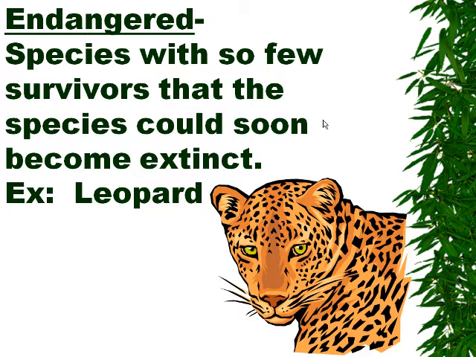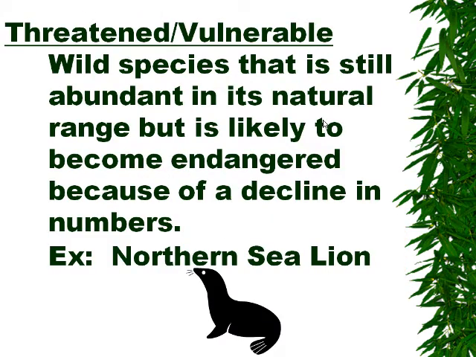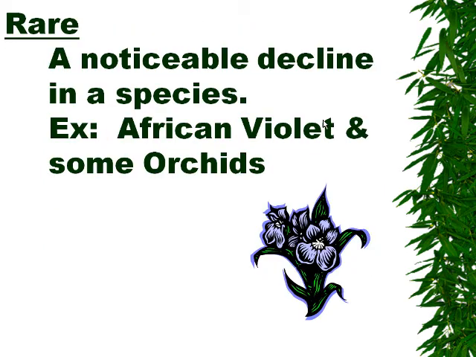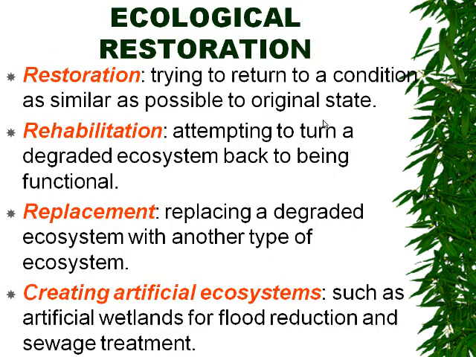We talked already about endangered. Another example is a leopard. Leopards are endangered worldwide right now. For threatened and vulnerable, the northern or Steller sea lion is a threatened species right now, and that's actually the one my husband is doing his dissertation on. So he will probably come in and talk to you about his research in the spring. A rare species is one where we're noticing a decline. It's not quite to the threatened stage yet, but is definitely an issue.